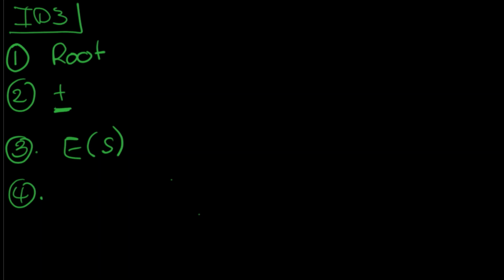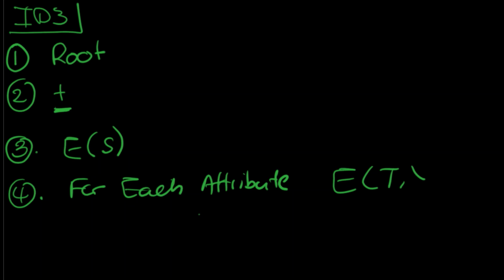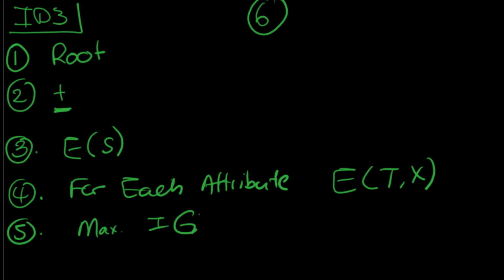And then the fourth step is that for each attribute, for example, like the weather, or whether the moon is out today, whatever attribute you want to call it, calculate the entropy of T with respect to X. So entropy of your target with respect to X. And then the next step is to select the attribute with maximum information gain. I'm just going to write step 6 and 7 here. And then your step 6 is to remove that attribute from your data set and partition your data set to make your next decisions.